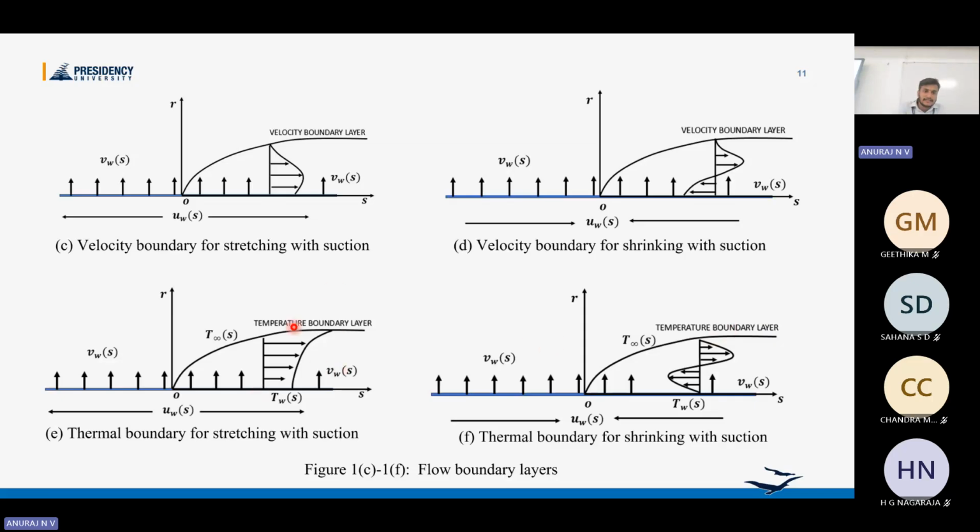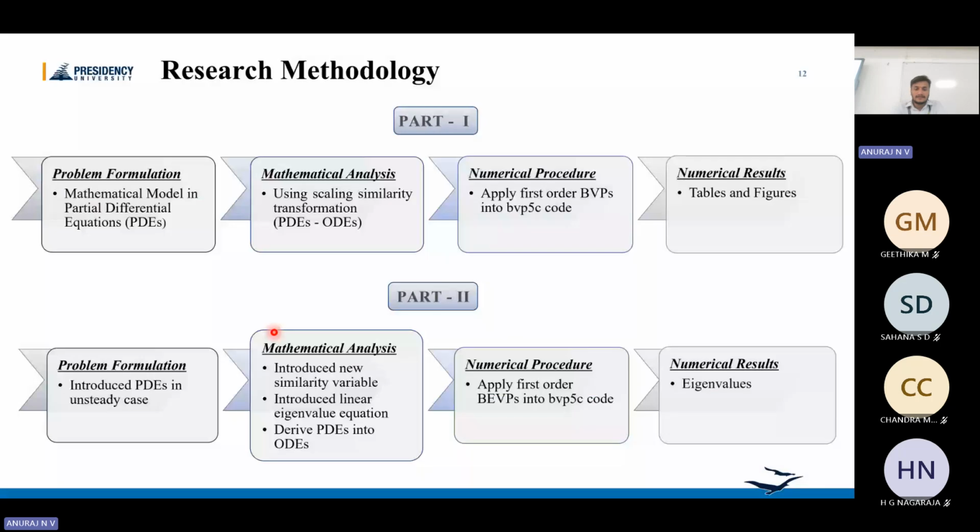So for comparison, I showed here the stretching case also. For the stretching case, we get only a single boundary layer. We can see that at the boundary it is increasing, later it increases more, and later it decreases. This is the stretching case of the boundary layer for the velocity and temperature. And now I got to know that I am getting two solutions.